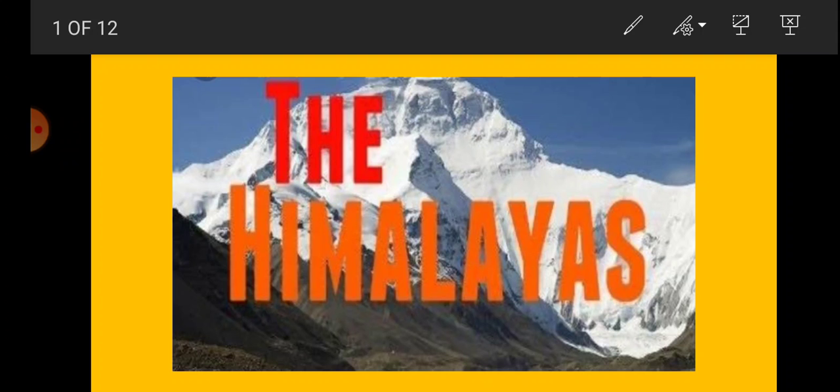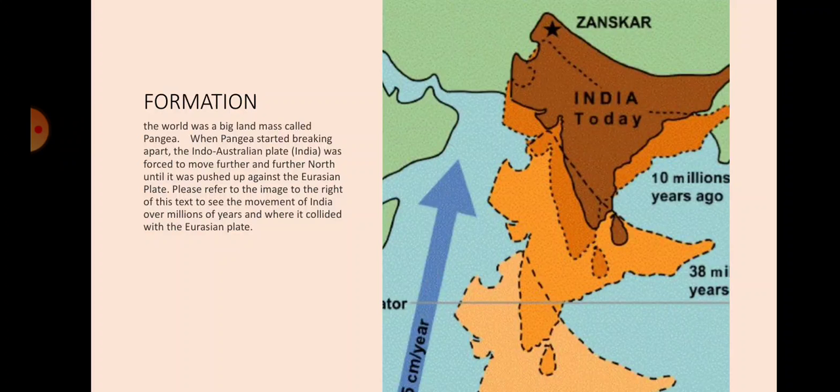So today we are here to study the physical features of India, and in that series let's move with the Himalayas. First of all, we should know how these Himalayas were formed. Earlier, all these continents were one big single landmass, and that landmass was known as Pangaea.